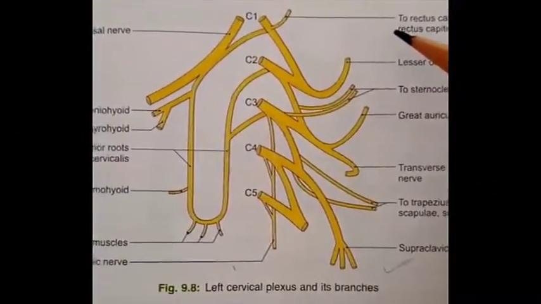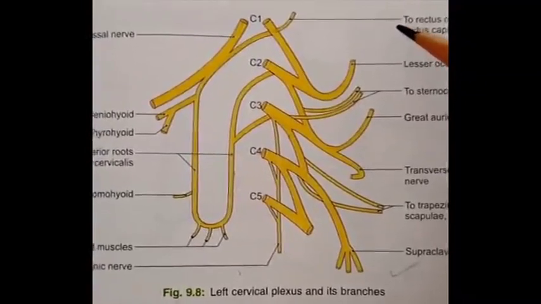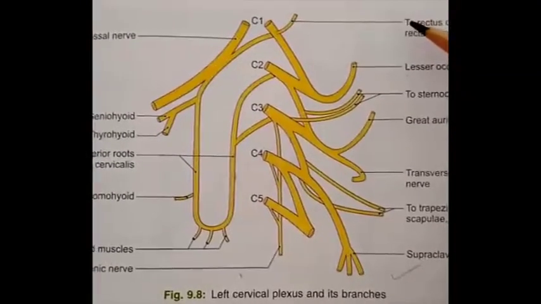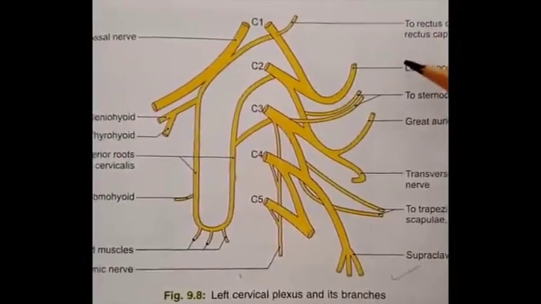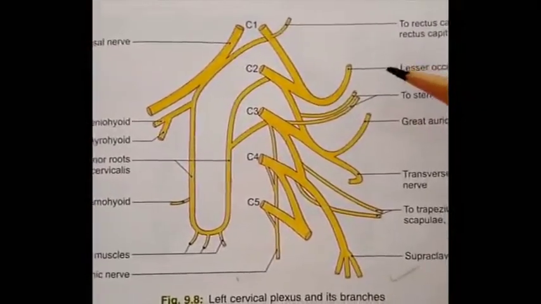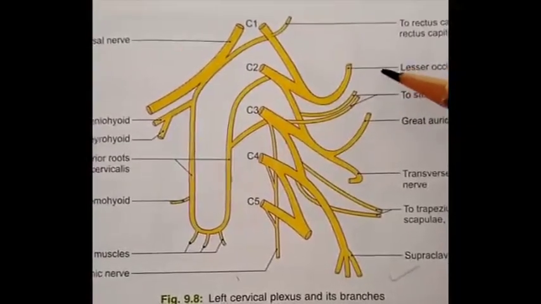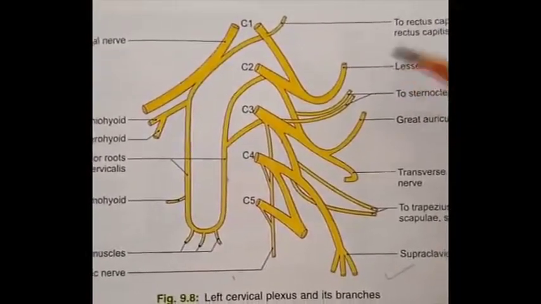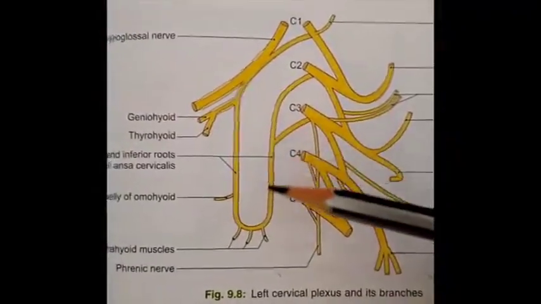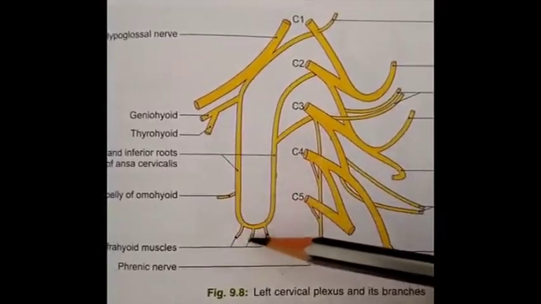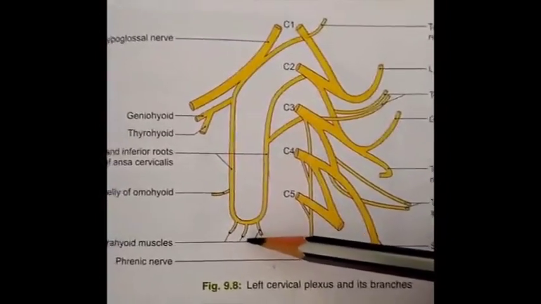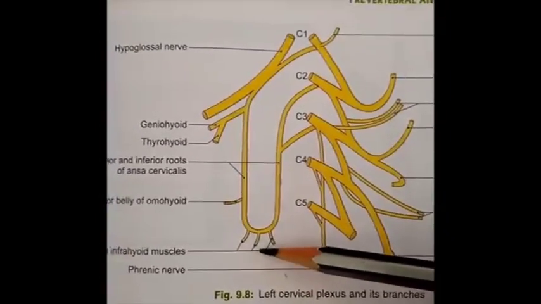The muscles supplied by the cervical plexus are rectus capitis anterior, supplied by the C1 nerve, rectus capitis lateralis from C1 and C2 both. Then C1, C2 and C3 supply the longus capitis muscle. Muscles supplied by the lower or inferior root of ansa cervicalis are the infrahyoid muscles. Infrahyoid muscles include the sternohyoid, sternothyroid, and inferior belly of omohyoid muscles.